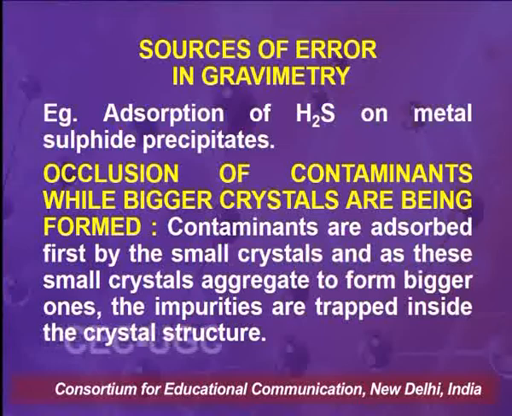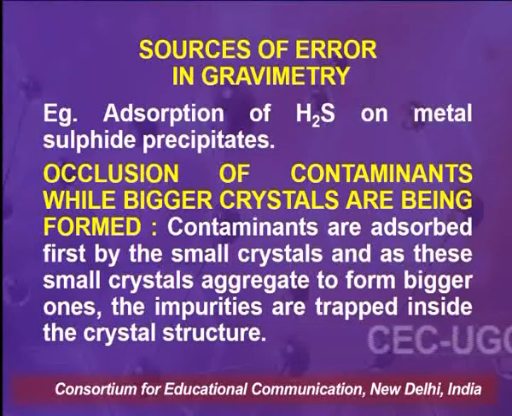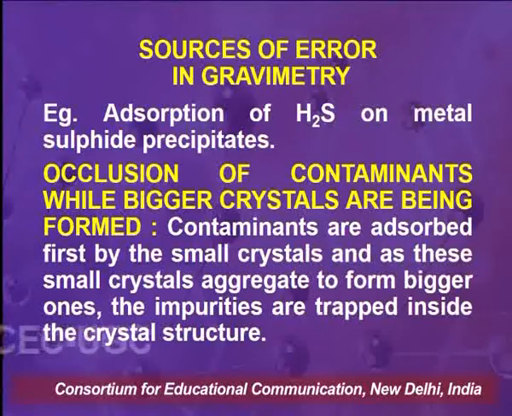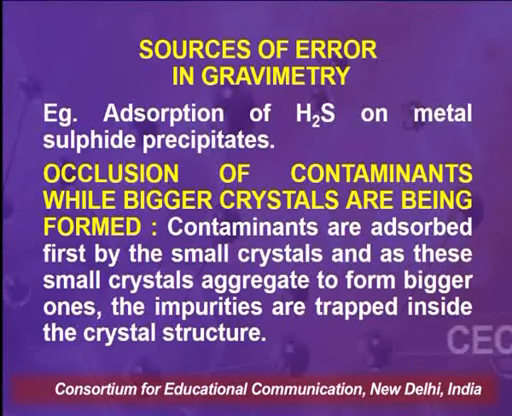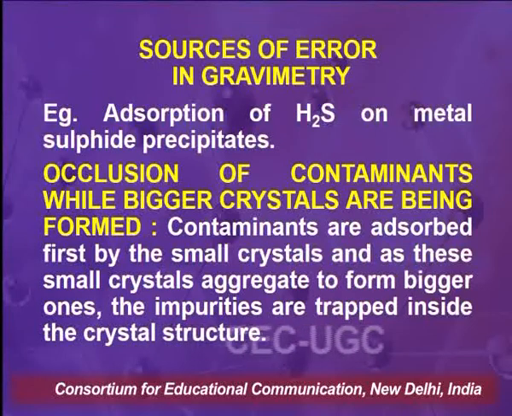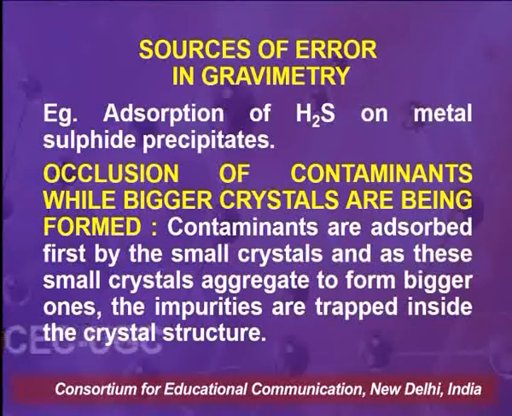For example, adsorption of H2S on metal sulfide precipitates. H2S is a precipitating agent. It can precipitate certain metal ions like arsenic or copper, which can form their sulfides, and during the formation of arsenic sulfides, for example, arsenic sulfide precipitate or copper sulfide precipitate or zinc sulfide precipitate for that matter, H2S particles get adsorbed on these precipitates and the initial stage only.